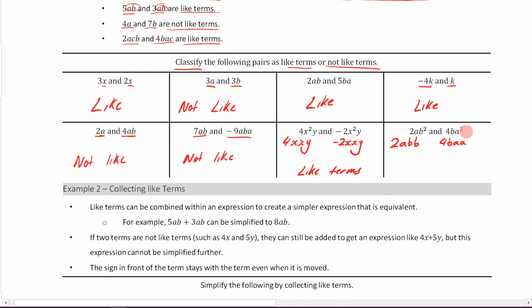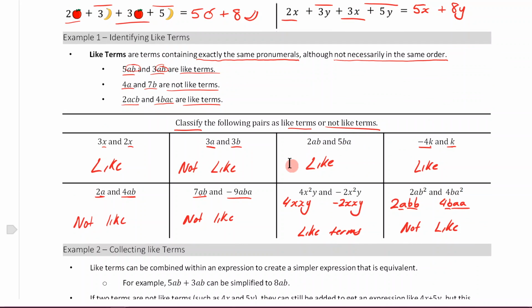because a is squared. So as you can see, here I have 2 a's, here I have 1 a, here I have 2 b's, here I have 1 b. So they do not contain exactly the same terms, so these are not like terms. They don't contain exactly the same pronumerals.